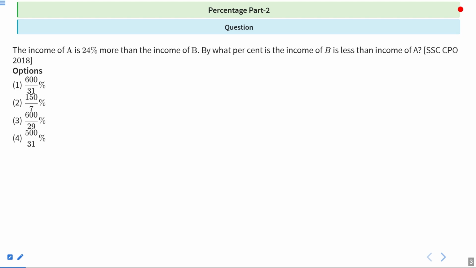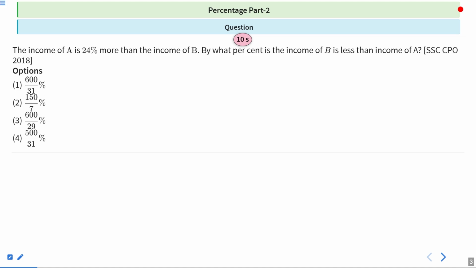Now see the question. The first question is: the income of A is 24% more than the income of B. By what percent is the income of B less than the income of A? This question was asked in the SSC CPO exam 2018. Now there are four options. First one is 600 upon 31%. Second one is 150 upon 7%. Third one is 600 upon 29%. And fourth one is 500 upon 31%.